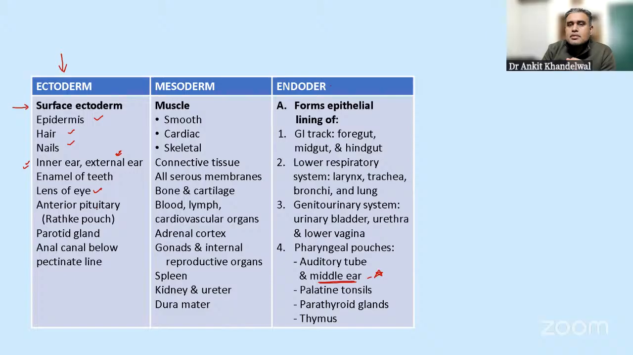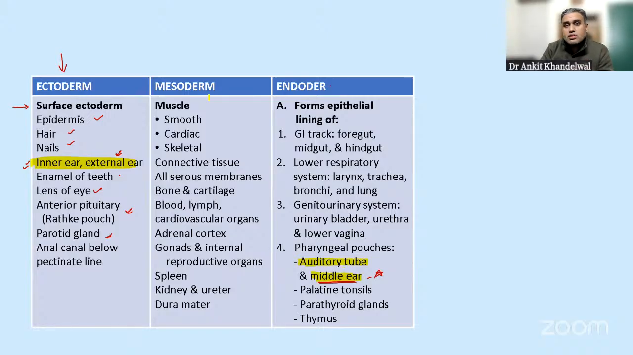Then the eye, lens of the eye. Then anterior pituitary part, parotid gland. Enamel of teeth also, right? So remember these few things which come from the ectoderm. Very important derivatives. I will highlight that ear part for you, because that might be confusing. Inner ear and external ear from here, and the middle ear and the auditory tube are coming from here.